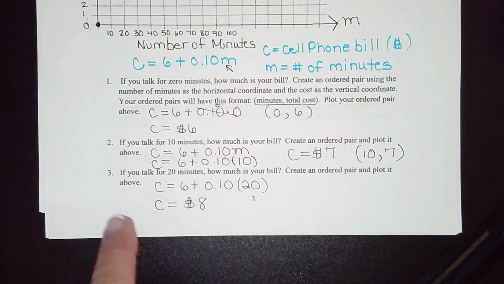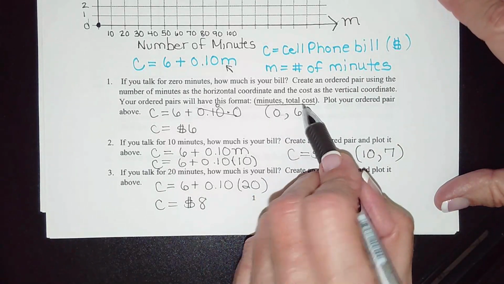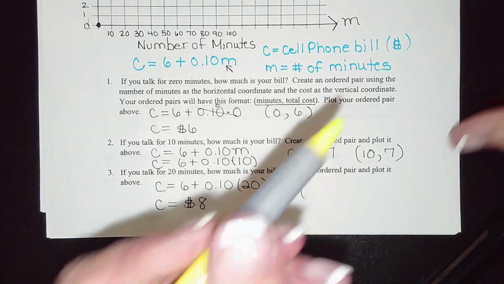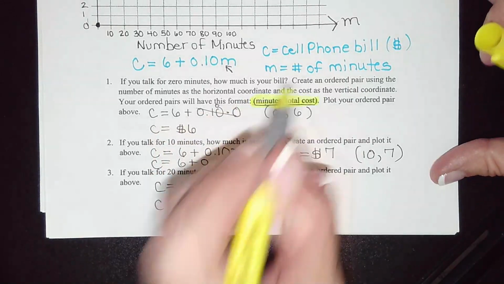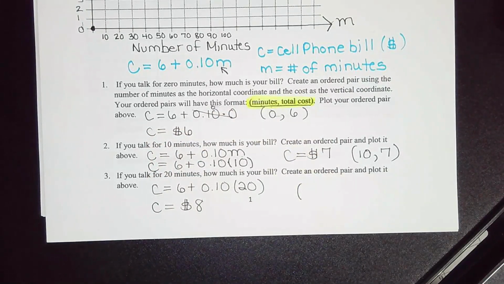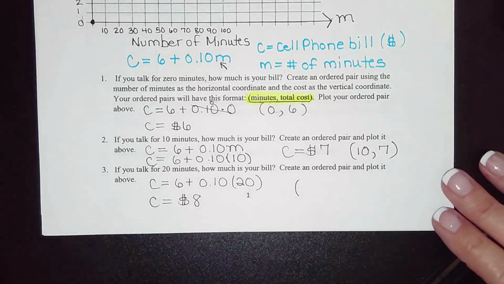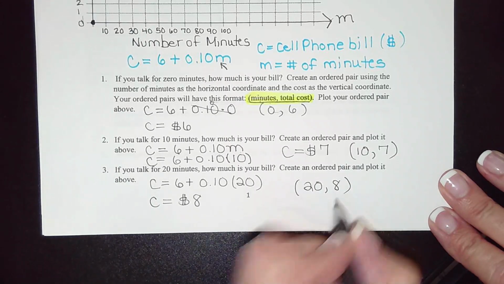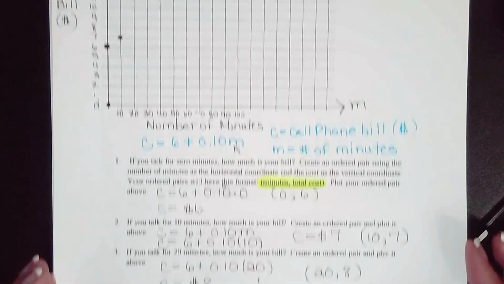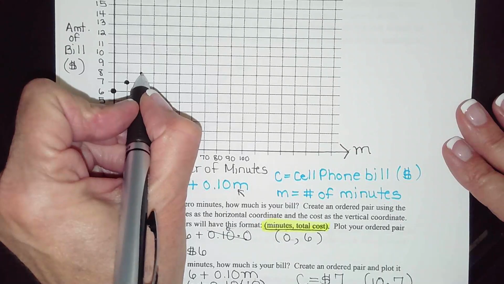Write your ordered pair and plot it. So minutes, comma, total cost. And I always tell students, write this on your paper, highlight it if you're doing paper and pencil, to remind you about the order. Order is important. Your points won't line up in a straight line if you don't get the order correct. So minutes is first, 20, cost is second, 8. Plot the point, 20 minutes, $8.